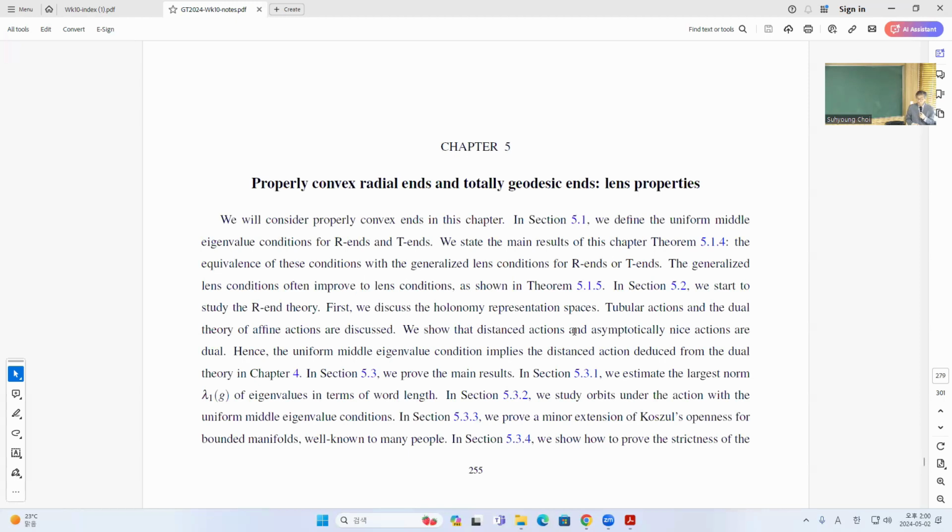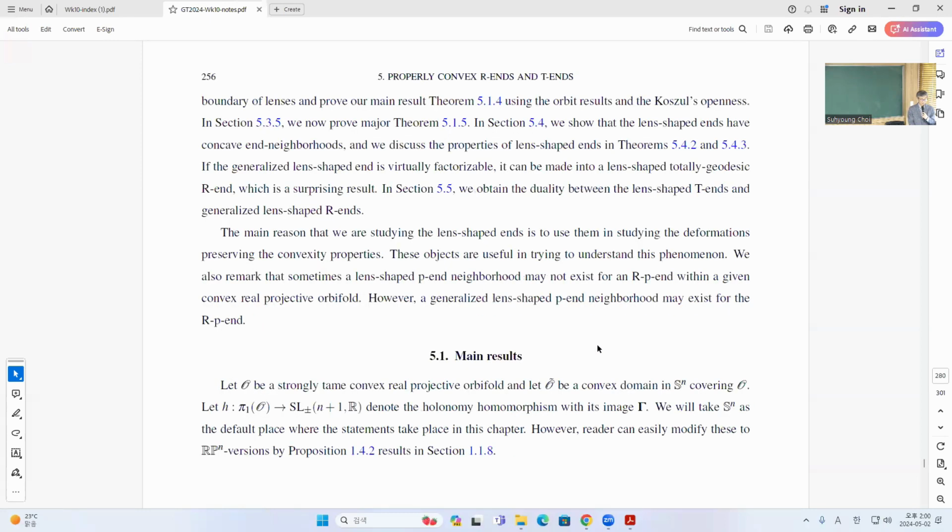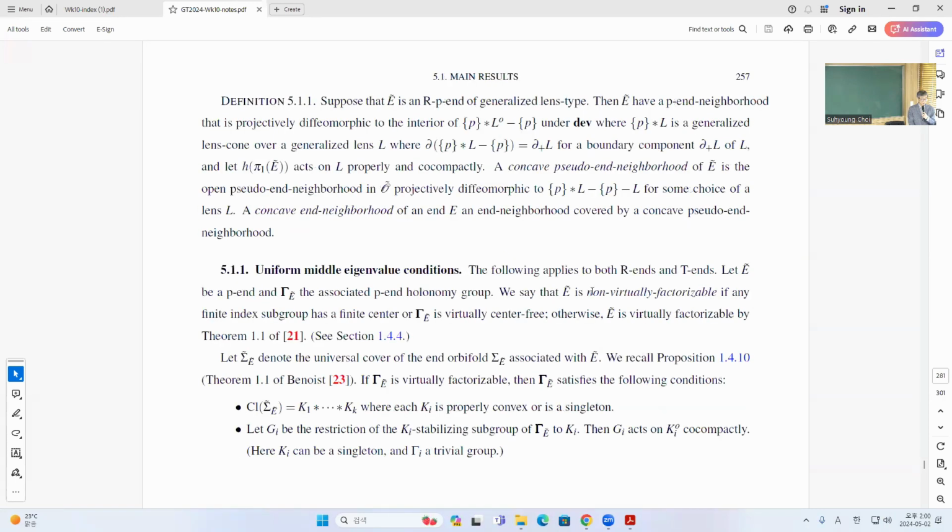Okay, so let's go to the lens, radial lens now. These discussions will be sort of dual to the flat lens totally TN case. So first of all, what is a lens here? We have some R and of general lens type.